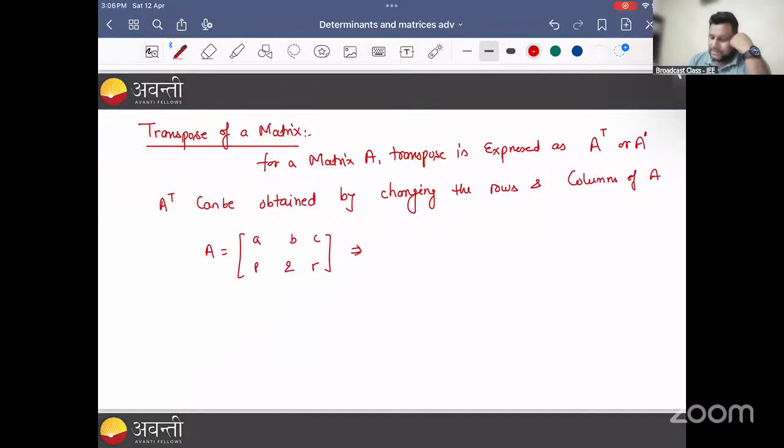Okay, so let us assume we have a matrix A as [A, B, C; P, Q, R]. So what will be A transpose in that case? Make the first row the first column, and the second row the second column. So if this matrix A is of order 2×3, its transpose will be of order 3×2.